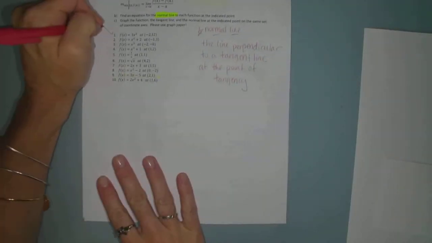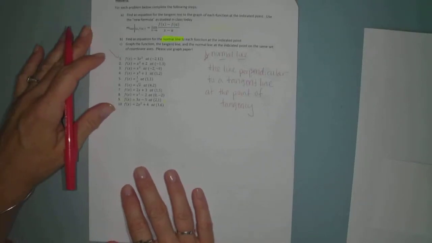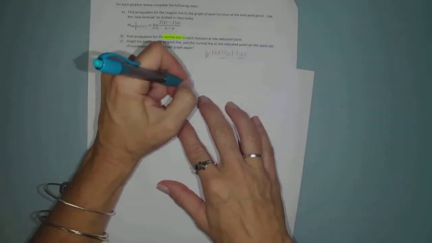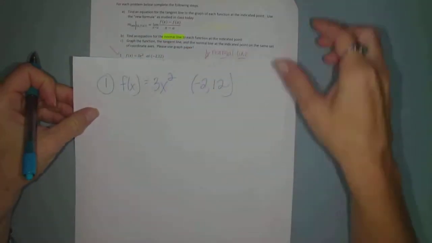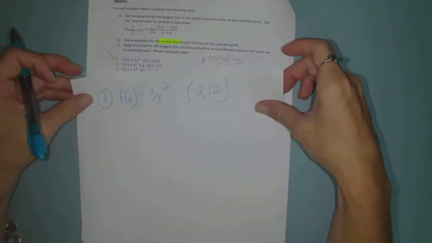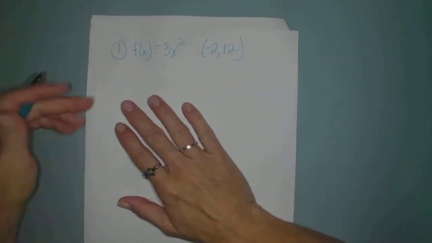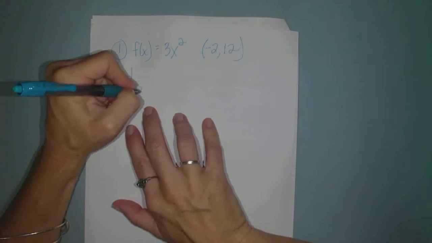Let's just go ahead and cruise through number 1 and go through parts A, B, and C so that you can kind of get an idea of what we're doing here. So I'm just going to blow this up here and write a little bit bigger. So number 1 says f of x is equal to the parabola 3x squared, and the point they're giving me is -2, 12. Okay, so they want me to, part A, find the equation of the tangent line. Okay, I can do that. So using my new formula, slope of the tangent line at the point -2, 12.